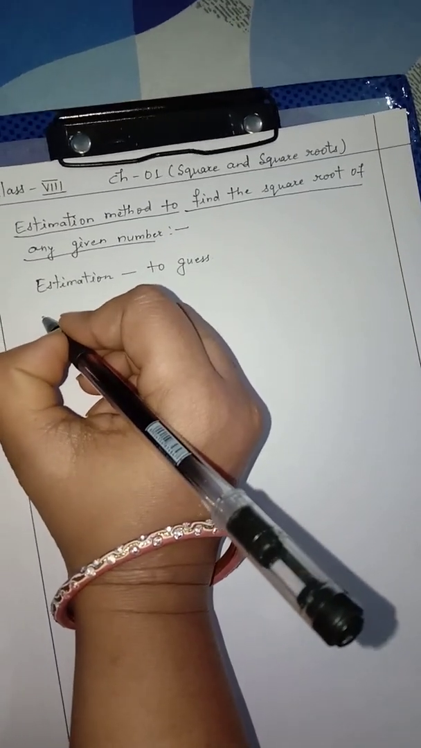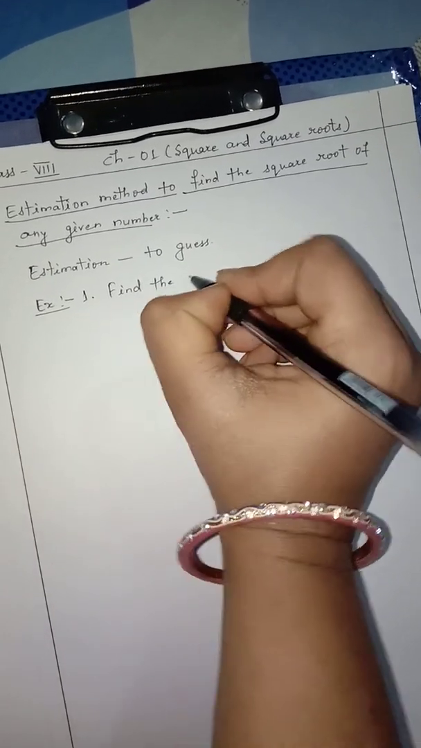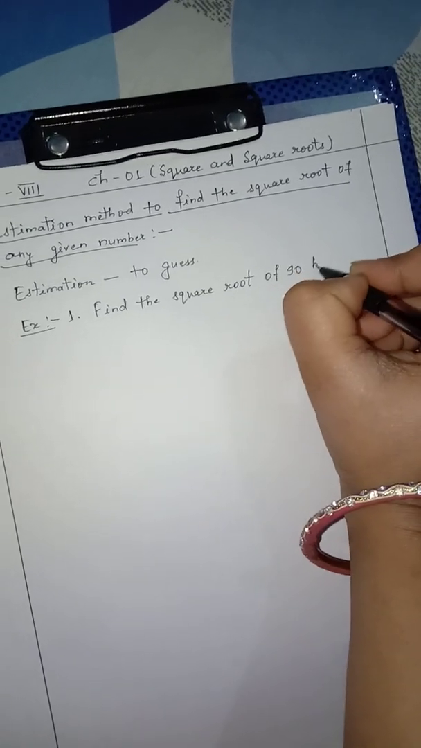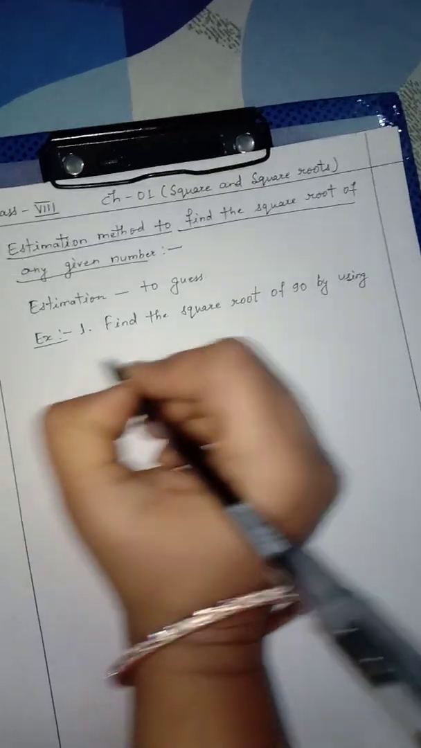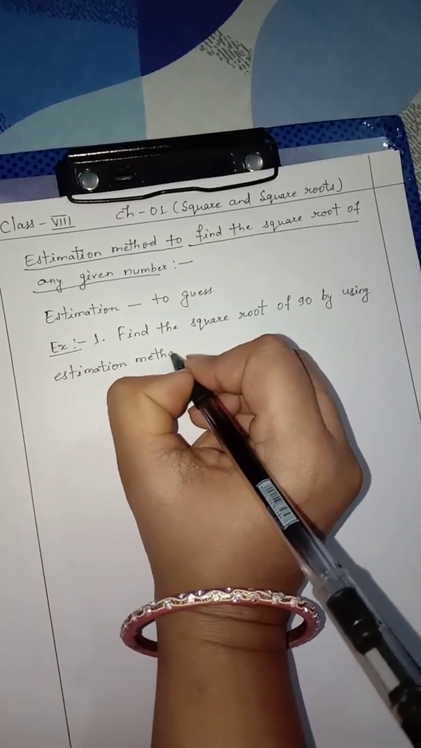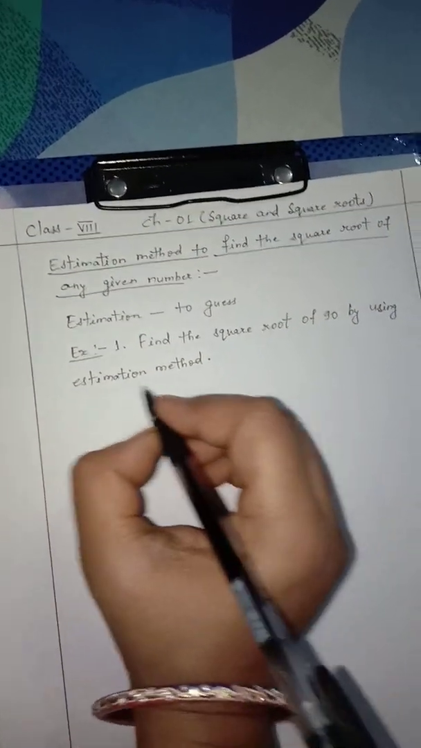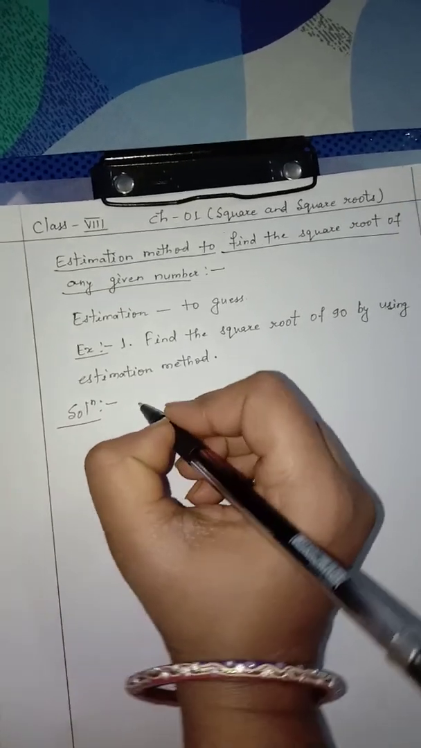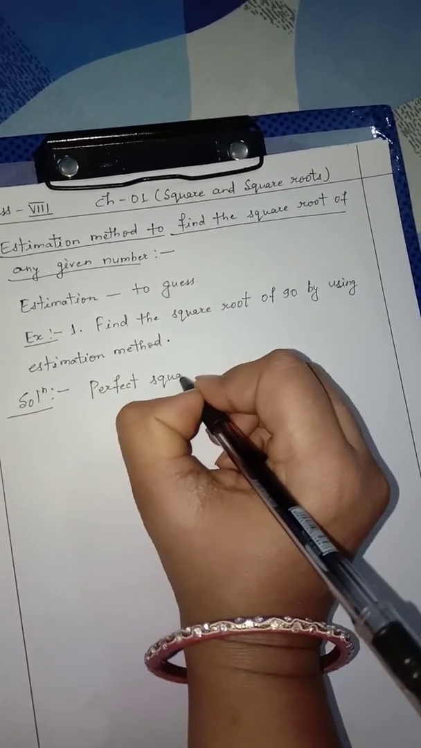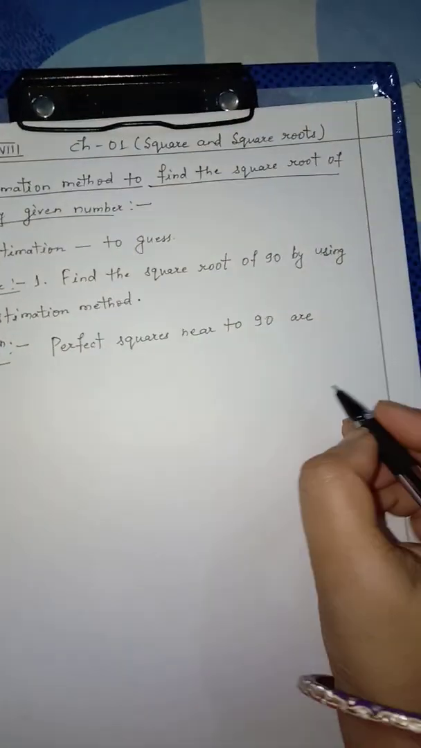So, let's see the first example. Find the square root of 90 by using estimation method. First of all, we find the perfect squares near to 90. Perfect squares near to 90 are, check it.